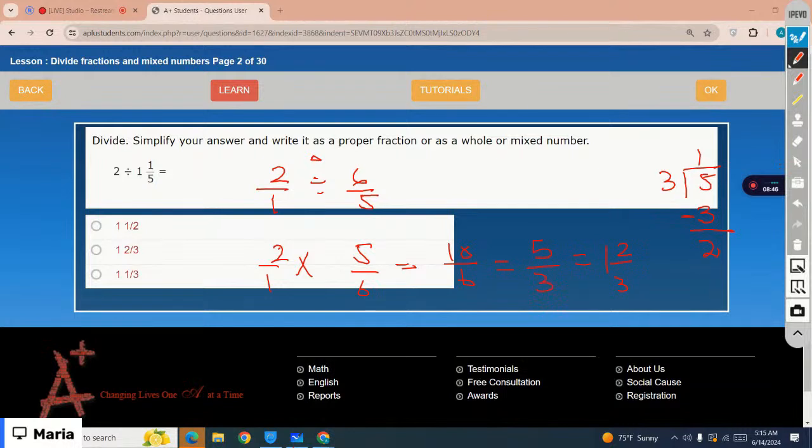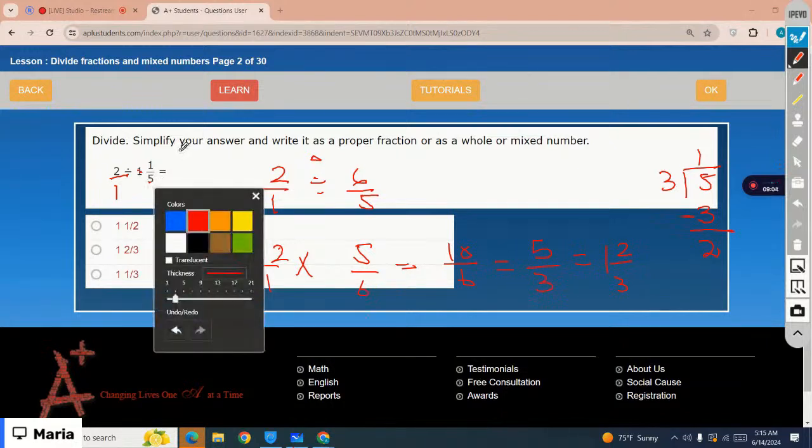Let me just explain again. Listen to me carefully, because I think I did it too fast. 2, you don't have any denominator. That means the denominator is 1. Convert the mixed number into an improper fraction. You have to do whole number times denominator, then add 1. 1 times 5 is 5 plus 1. So the correct option is 6 by 5.